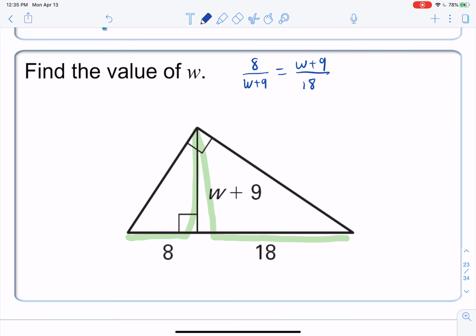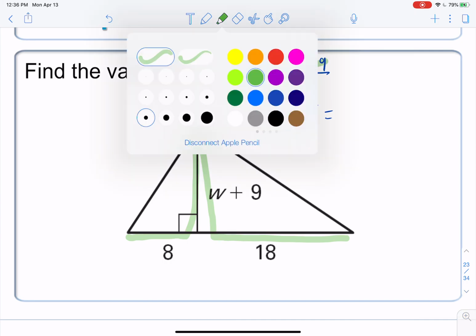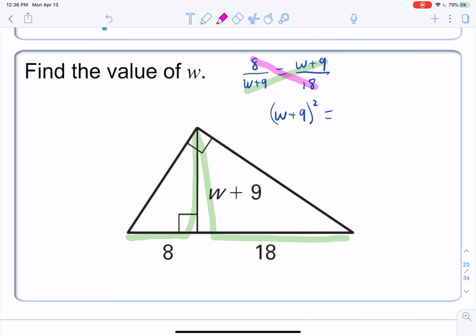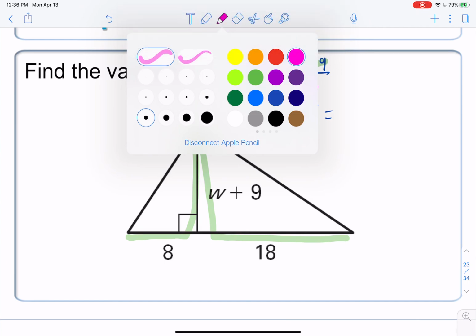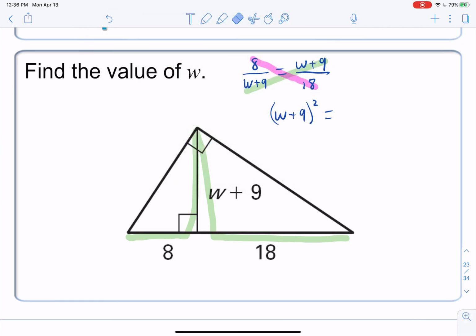We're just going to solve this thing for w by doing some cross multiplication. So our first cross product here would be w plus 9 times w plus 9, and I'm going to suggest that you just write that as w plus 9 squared and do not FOIL it out, is equal to our other cross product here, 8 times 18, that would be 80 plus 64, which is 144. 144, yeah.